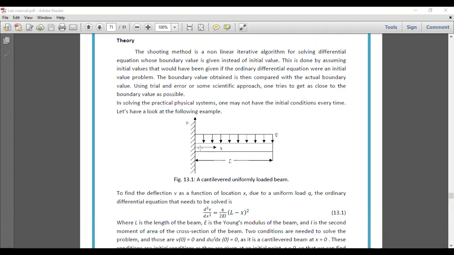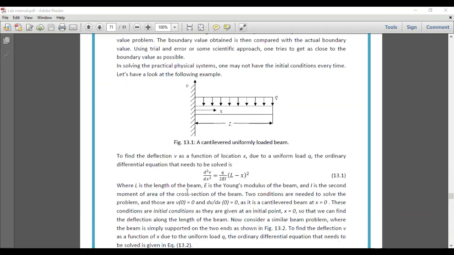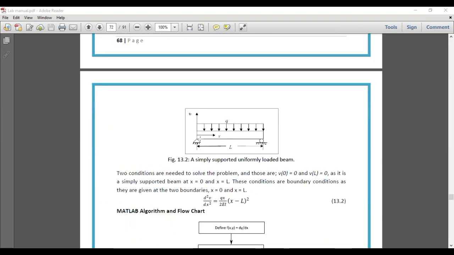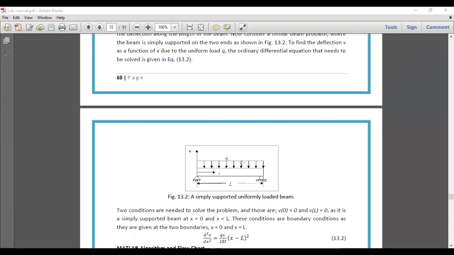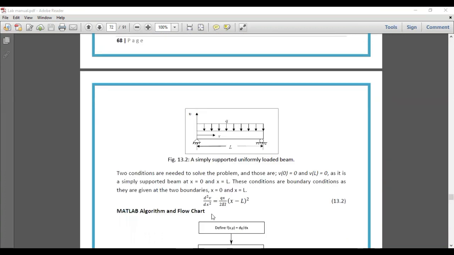So in this case, we will be given V at 0 and the derivative of V with respect to x at 0, and both are given as 0 because at this point the deflection is 0, right? And also at this point the derivative of the deflection is equal to 0. But if this beam is supported at the two ends, then we have to solve such a differential equation.